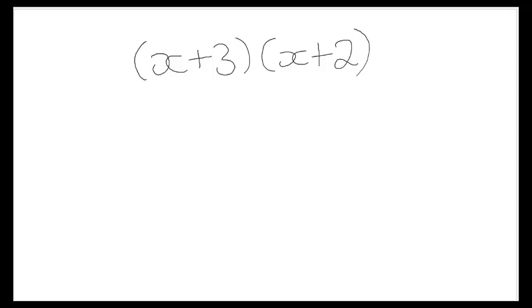Now we know that FOIL stands for, F stands for first, and we said that the first term in the first bracket would be x, and the first term in the second bracket is also x. So if I multiply x with x, so in my brain I'm saying x times x, and that gives me x squared. So this is equal to x squared.